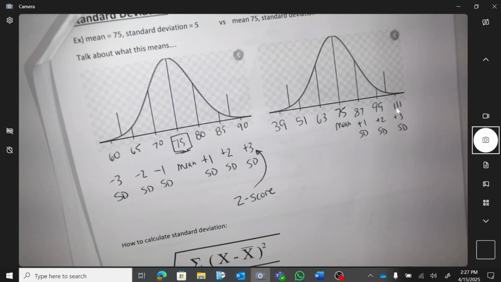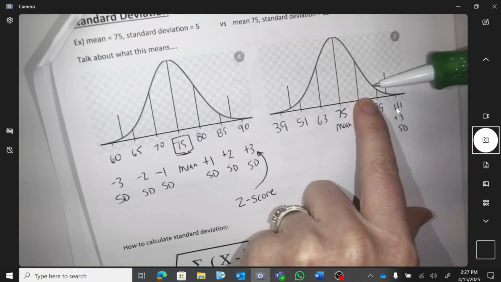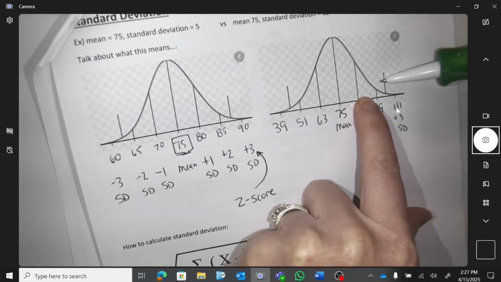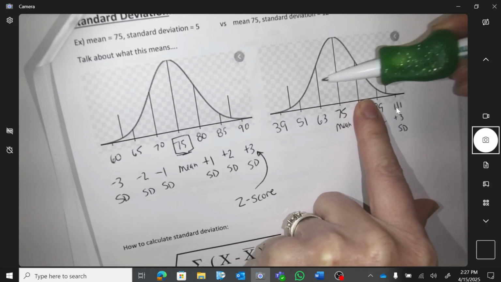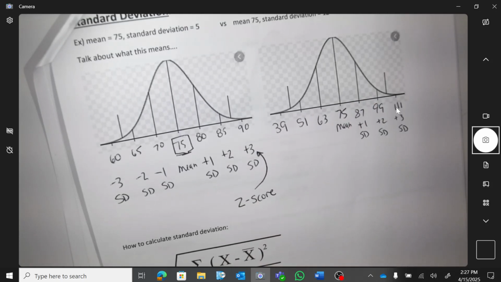If these were bowling scores and you scored like a 90, you'd be kind of here in the data, which is pretty good. If you're here, you only have this much stuff above you. So that's pretty good. You have this many people who are worse than you at bowling.